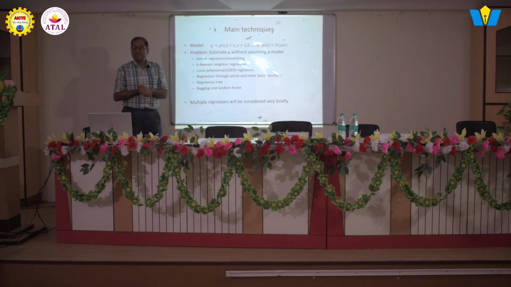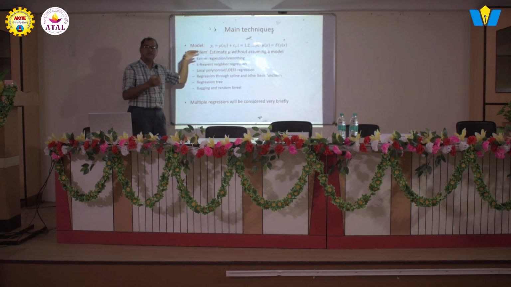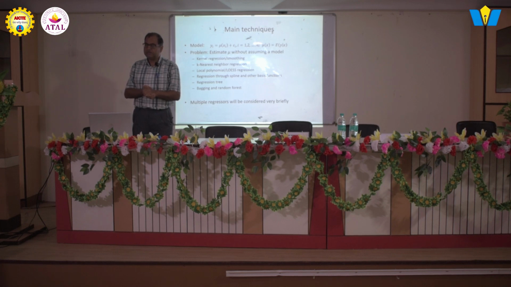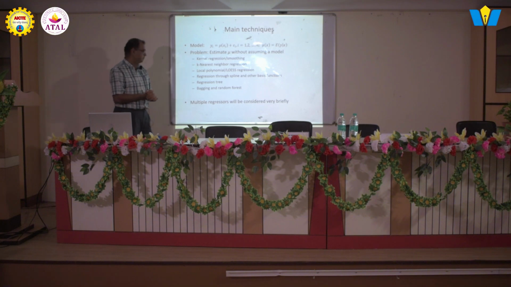Now, how do we estimate mu? This is the first technique, kernel regression or kernel smoothing. Estimate mu without assuming a model. We will talk about several solutions to this problem. The first solution that we talk about is this kernel regression or smoothing. And we'll also talk about a variation of that called k-nearest neighbor smoothing. Then we'll talk about local polynomial regression or lowess regression.